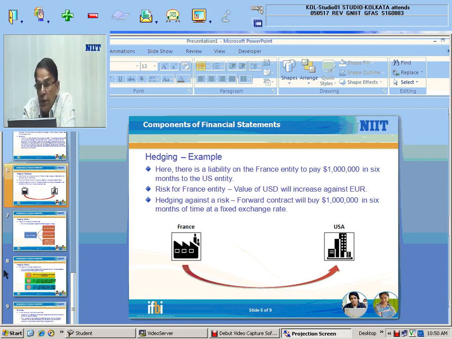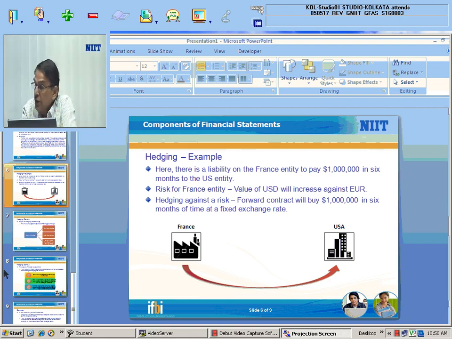So we are looking at another example now. Here there is a liability on the entity in France to pay $1 million in 6 months to the US entity. The risk for the France entity is the value of US dollar will increase against euro. So the entity in France can enter into a forward contract to buy $1 million US dollar in 6 months of time at a fixed exchange rate. So they are hedging against that risk.